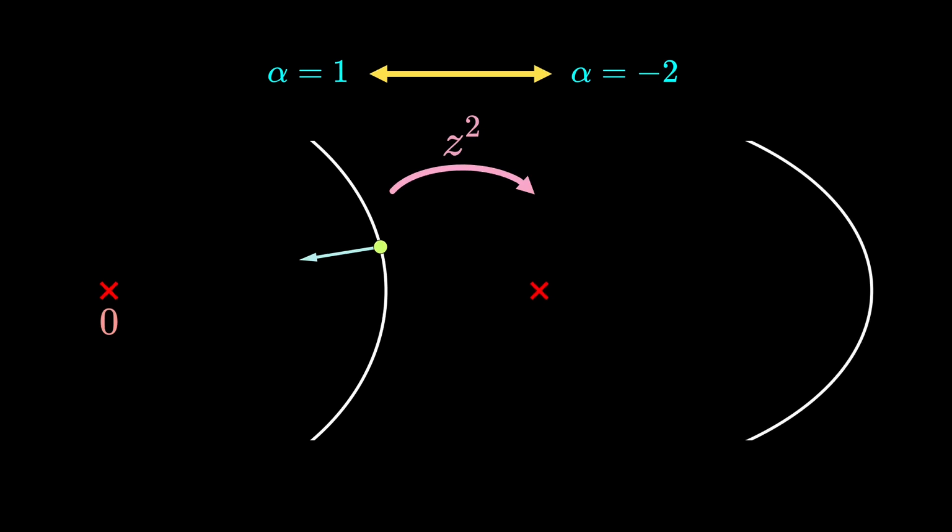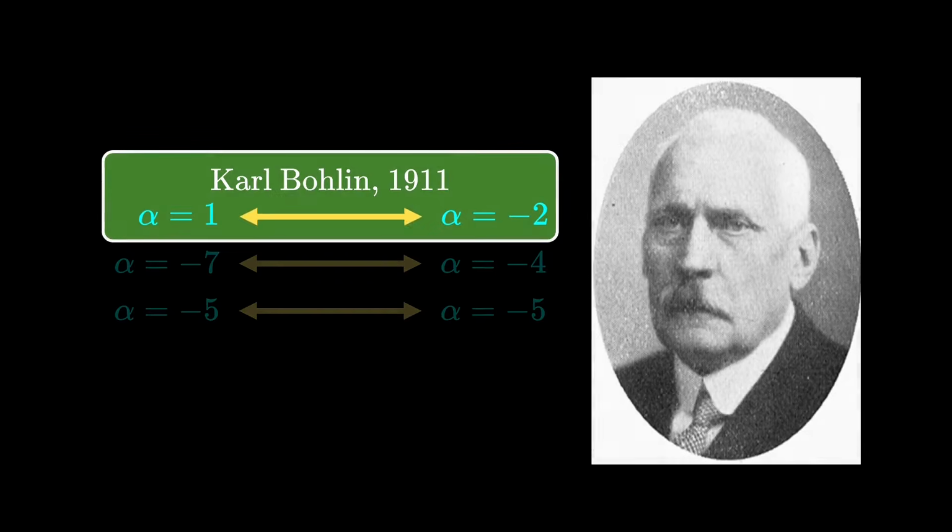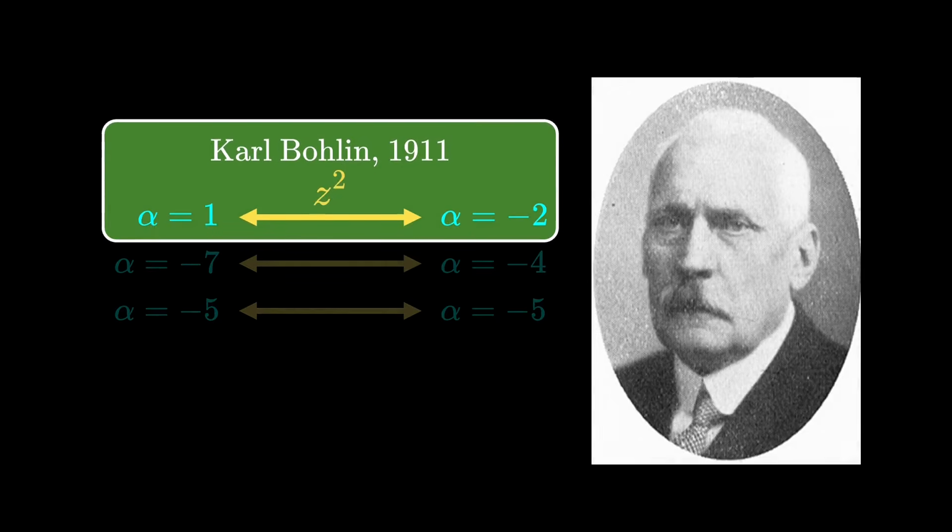But this curve will be a possible orbit under a new force with alpha equals -2, the inverse square law. Of course, you can also take the square root to go back to alpha equals 1. In this sense, these forces are dual to each other. Bohlin worked this out in 1911, and the squaring transformation is usually called the Bohlin transformation.